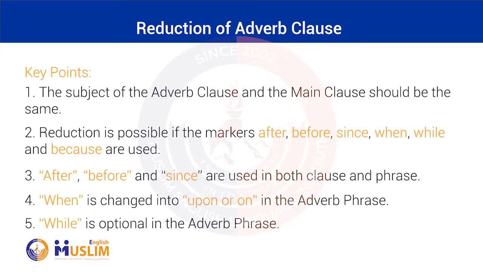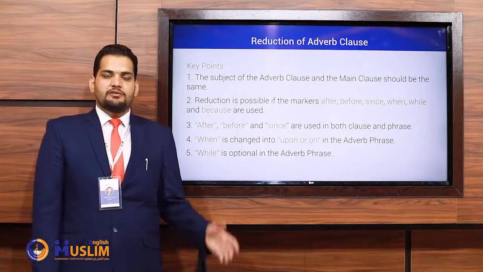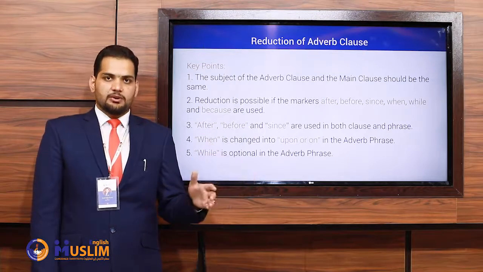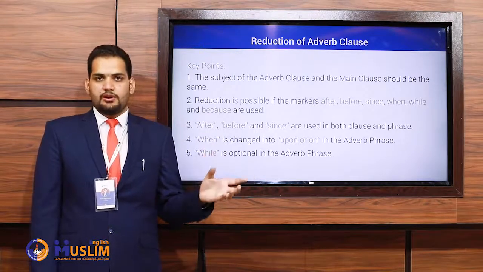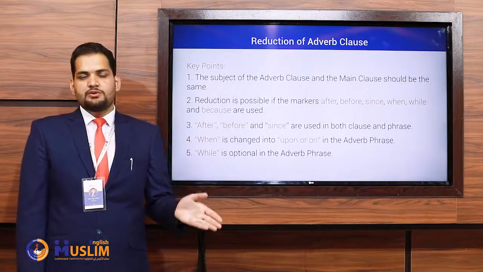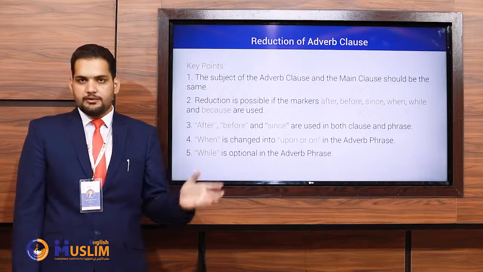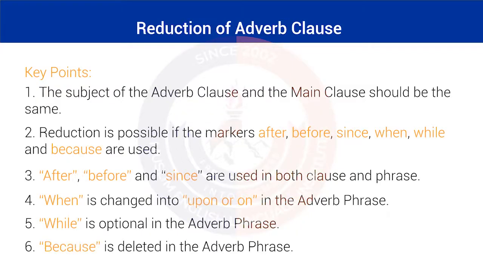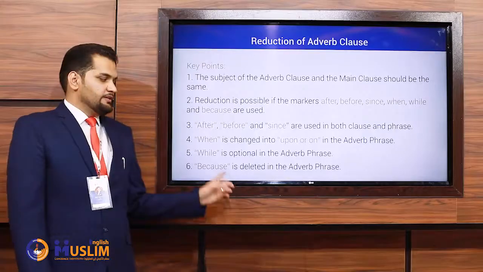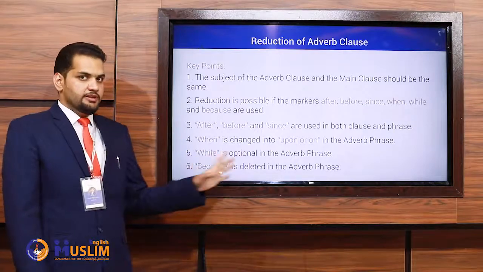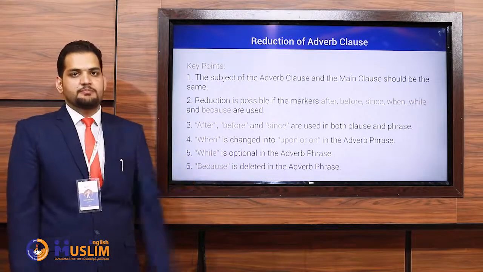And number five, while is optional in the adverb phrase. It means that if you're reducing an adverb clause and in the adverb clause you have while, if you use it in the adverb phrase or not, it's okay. Number six, because is deleted in the adverb phrase. So in the adverb phrase, never use because, just delete it.